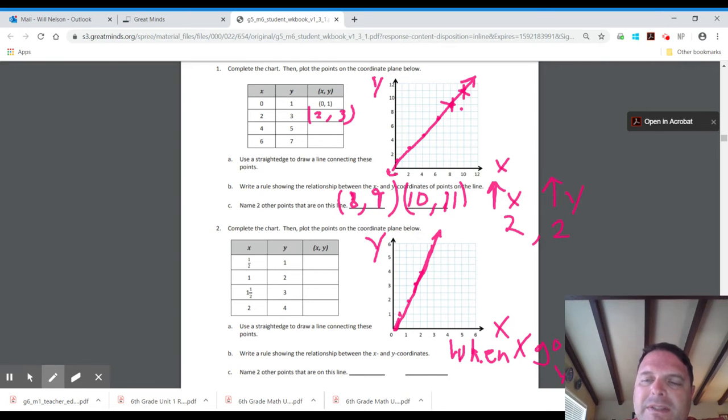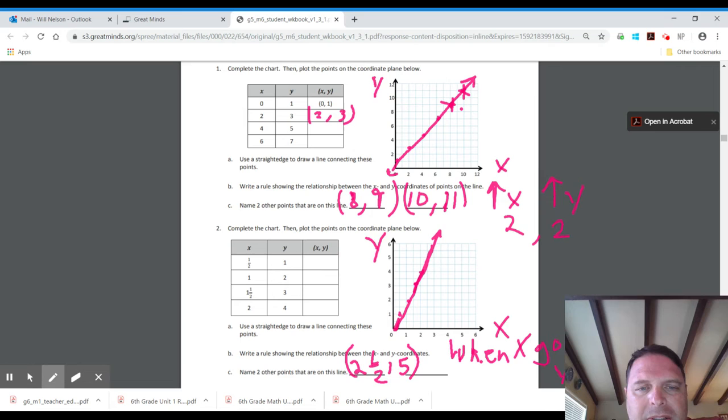Okay, that's the rule. So when x goes up by 1/2, y increases by 1. Name two other points. We have to use this rule. Increase x by 1/2. So let's go by 1/2. That's 2 and 1/2. And for the other number, y will go up by 1, so that becomes a 5. And that's 1 point.